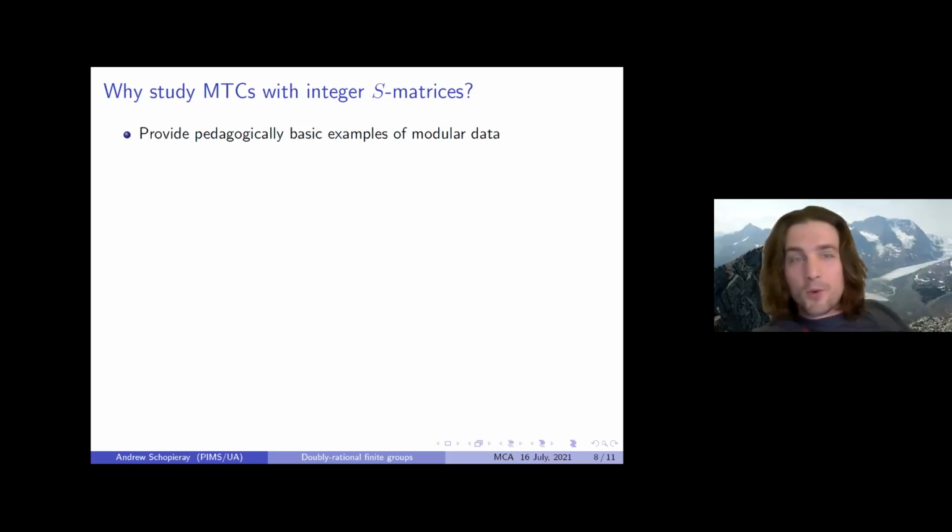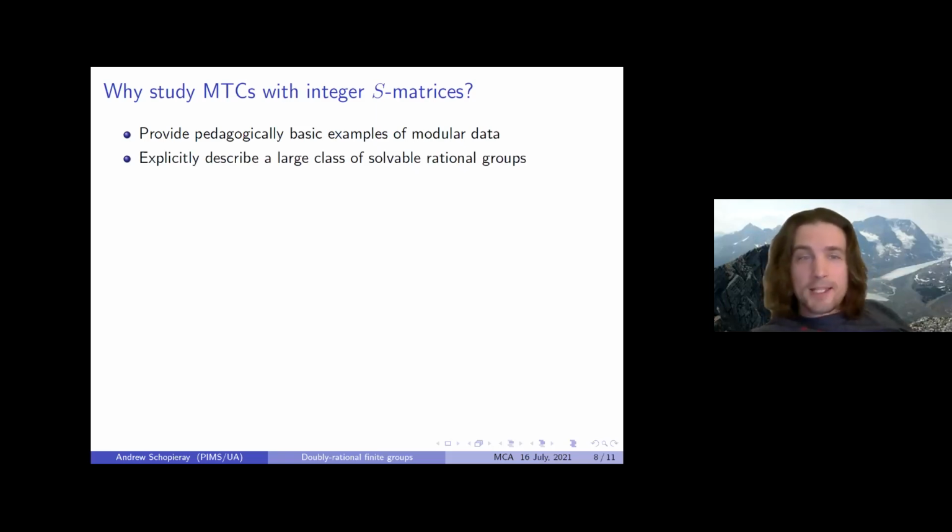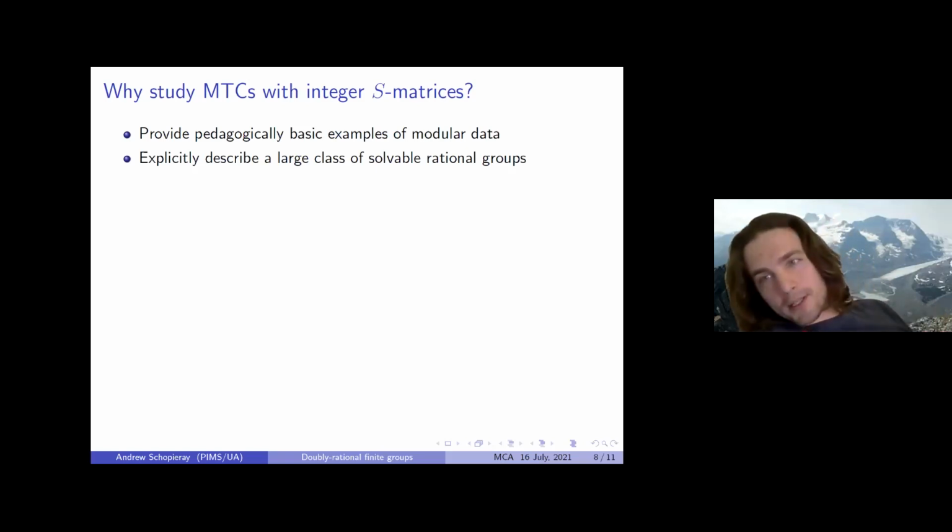It's quite nice. And of course, as I mentioned before, this explicitly describes a very large class of solvable rational groups, because only 2 and 3 can divide the orders of these groups, which has been an open problem for over 50 years. And so if we can't describe this incredibly small slice of these, then certainly this question about all solvable rational groups is out of reach.